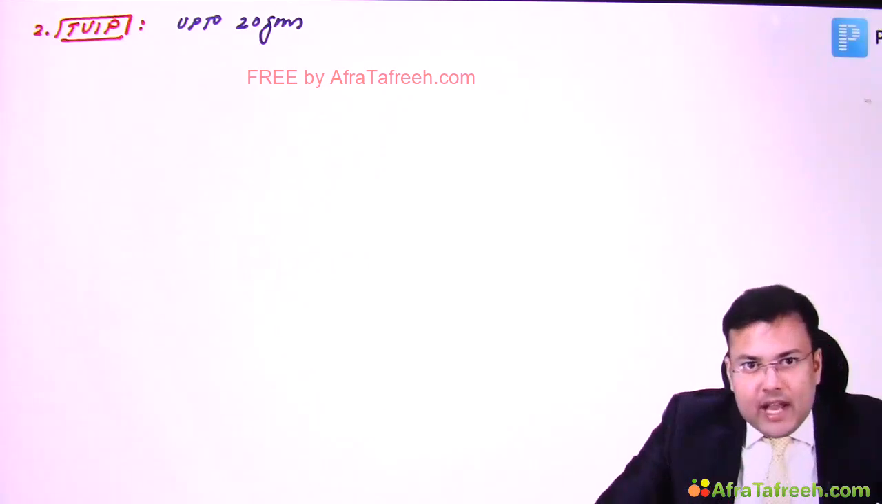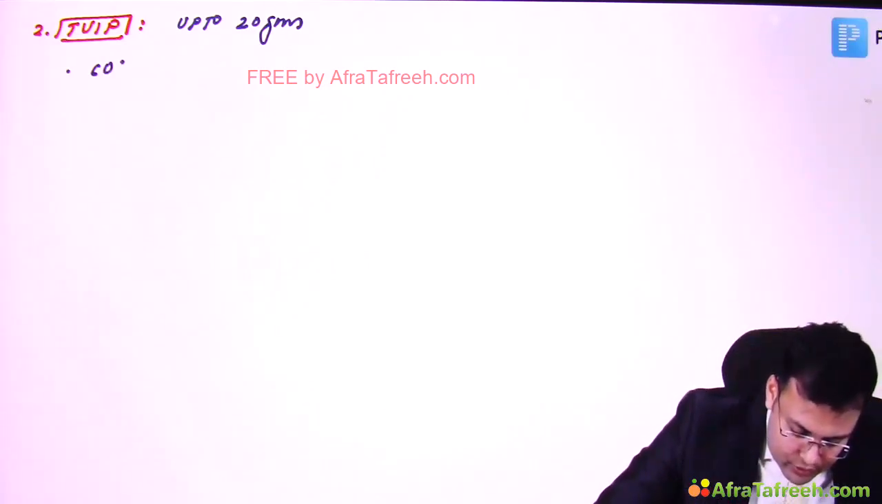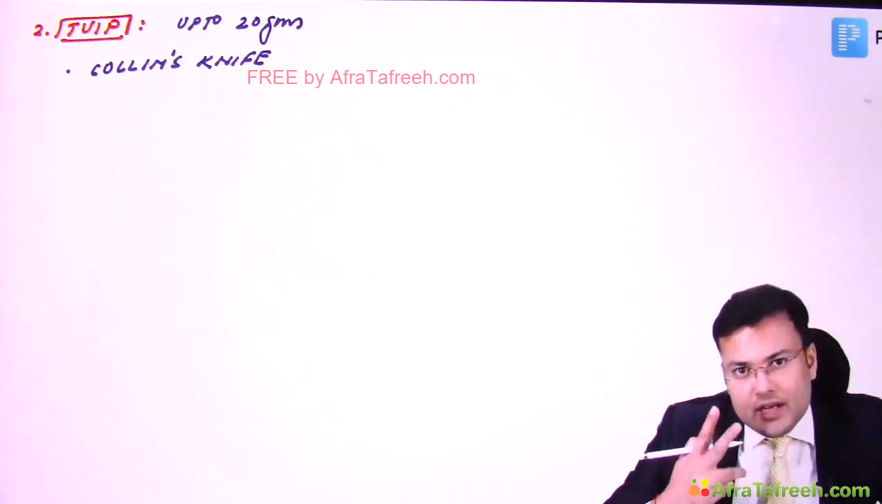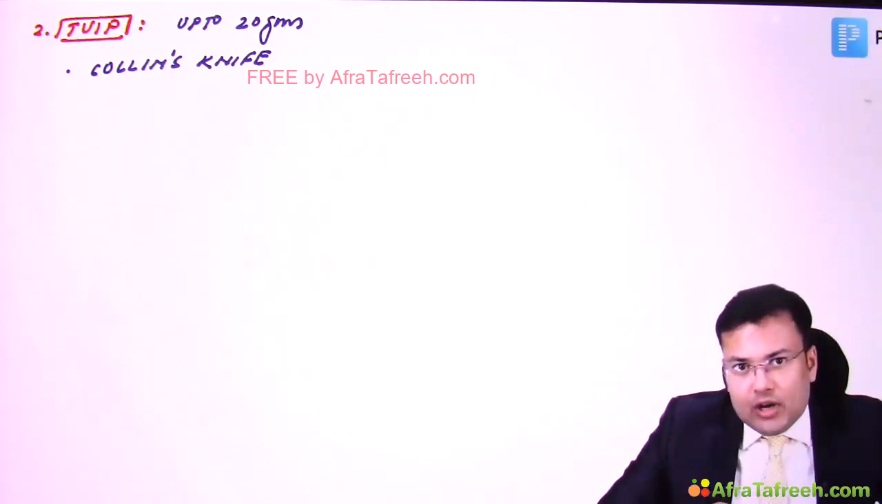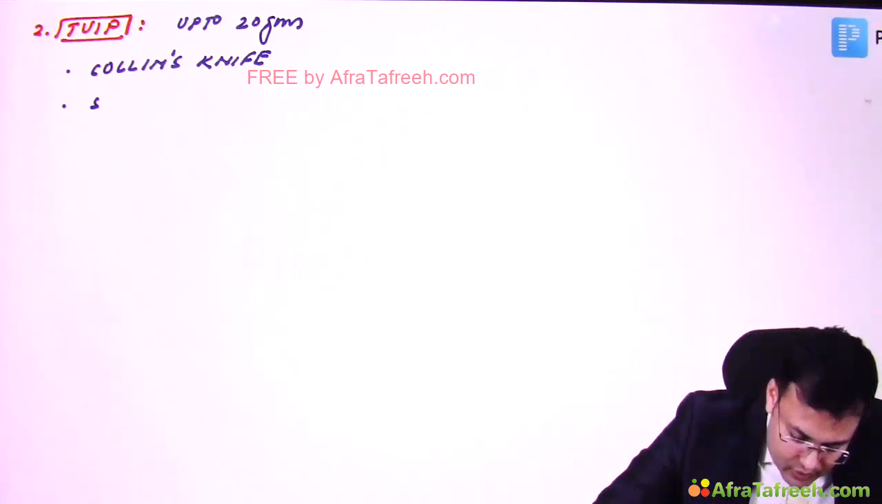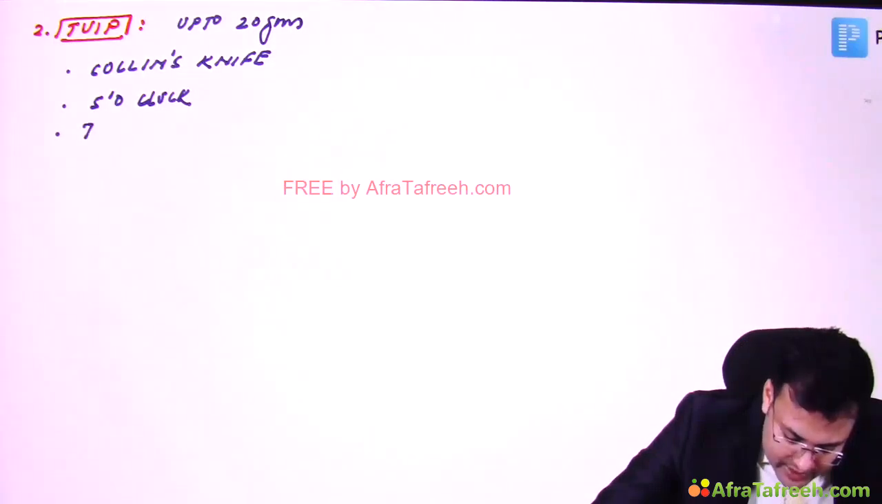What is the name of the knife which is used? Here we use Collins knife. And how many incisions are given? We give 2 incisions, one at 5 o'clock and one at 7 o'clock. So this is the position of incision.